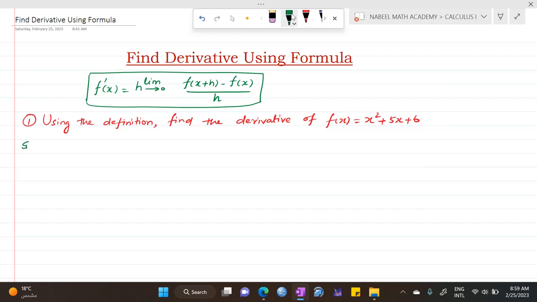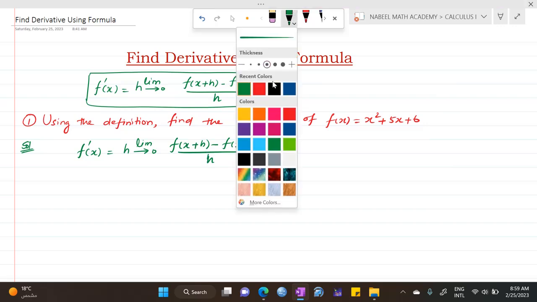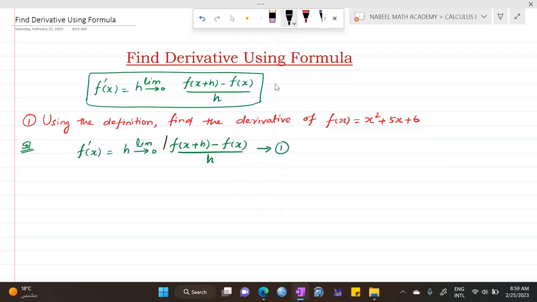Now I write the formula here. That is f prime of x equals the limit as h approaches 0 of f of x plus h minus f of x, over h. This is my equation number 1, and I want to calculate the numerator separately, and after that I will substitute it in equation number 1. So what is the numerator? f of x plus h minus f of x.